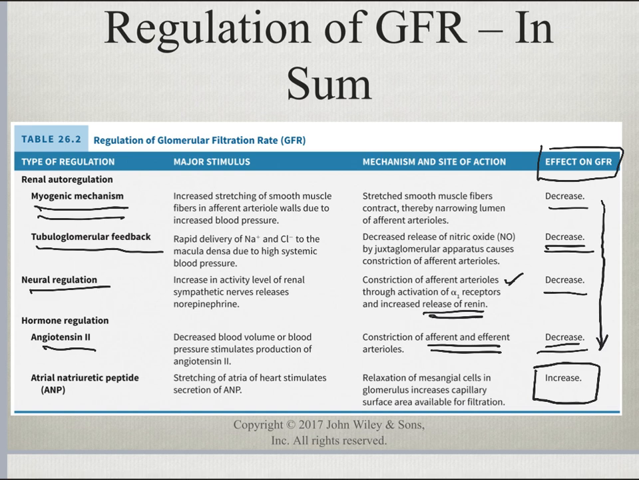a decrease in GFR. Here's our one outlier, ANP, atrial natriuretic peptide. It detects stretching of the atria in the heart and is going to stimulate secretion of ANP. What happens? We're going to relax those mesangial cells in the glomerulus, increasing capillary surface area, which ultimately gives us our one increase in GFR.